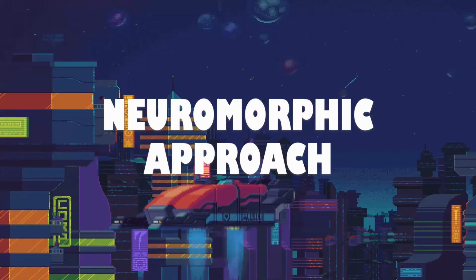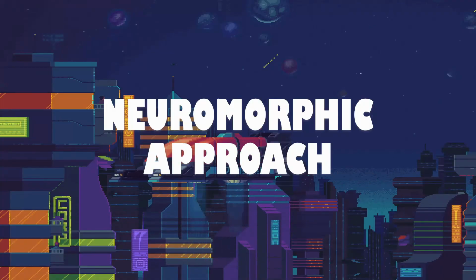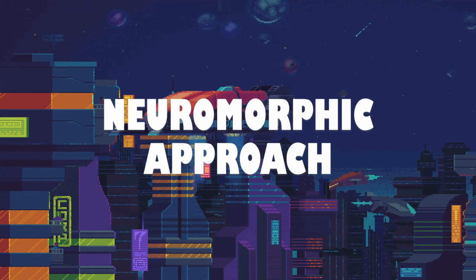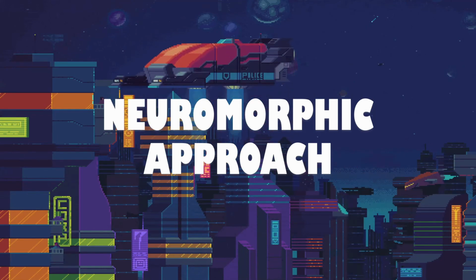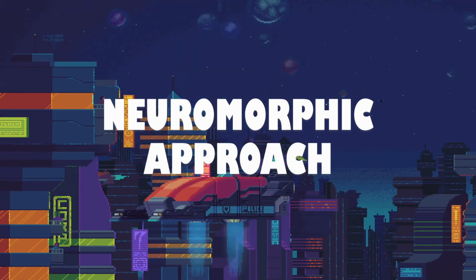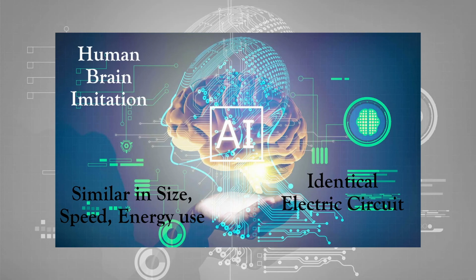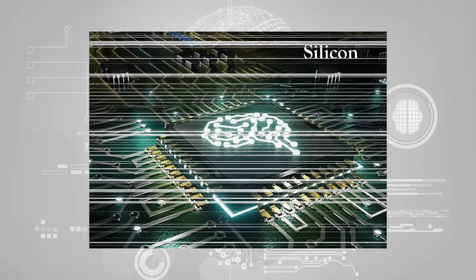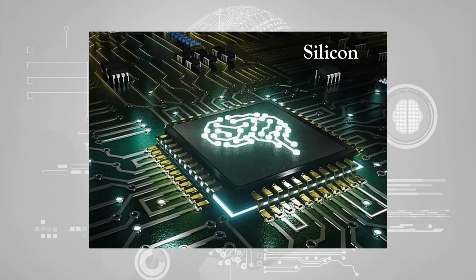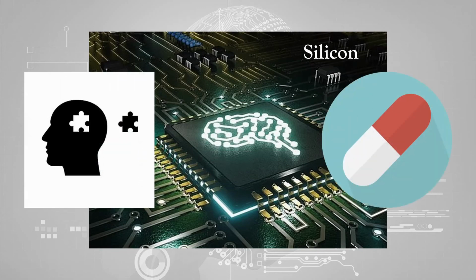Number 3, the neuromorphic approach. It uses neuromorphic engineering skills to create electronic circuits that fire neurons like our human brain. It produces computers that imitate the size, speed, and energy consumption of a human brain. With it, we might recreate some parts of the human brain in silicon and help recover from some mental disorders.